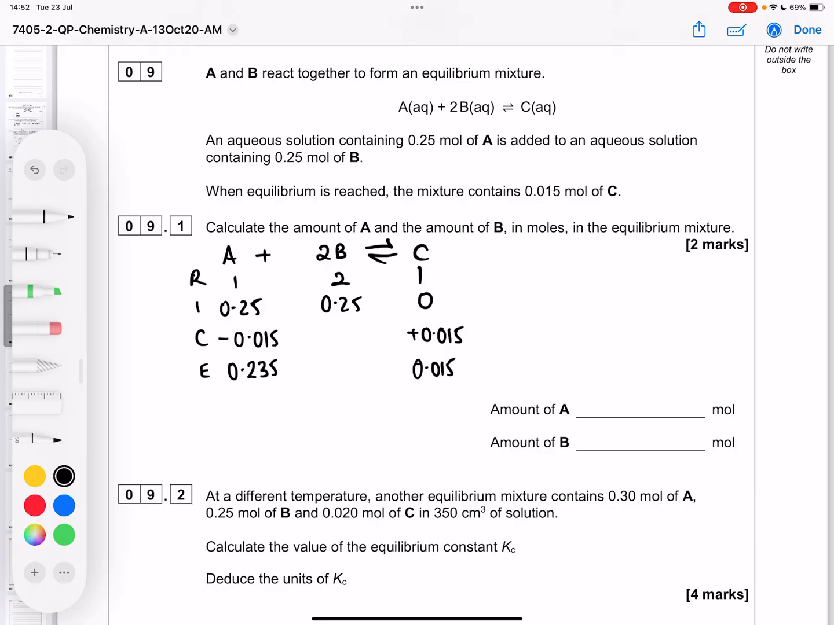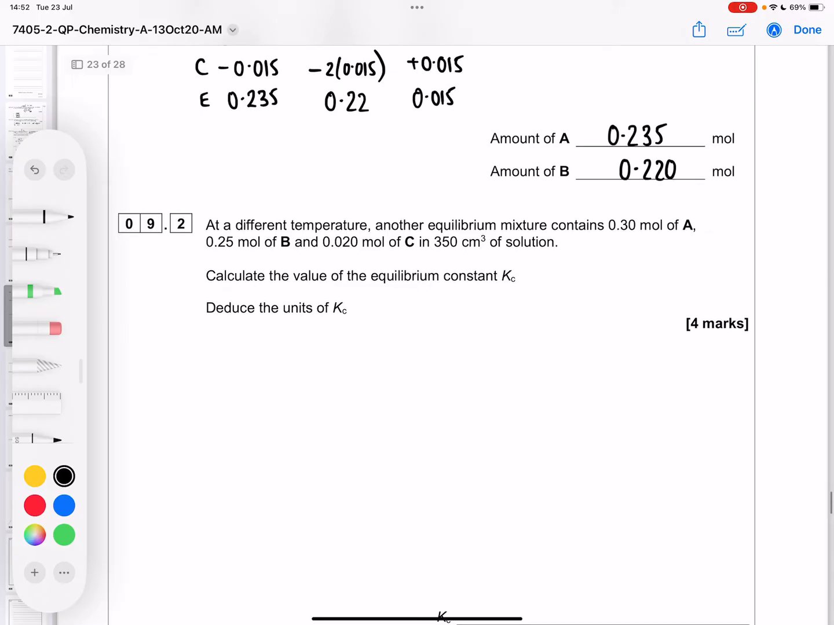0.235. And then 0.25 has got to be minus 2 lots. So subtract 2 lots of 0.015 because the ratio is 1 to 2. And if we do that on our calculator, we get 0.22. So 0.235 and 0.220.